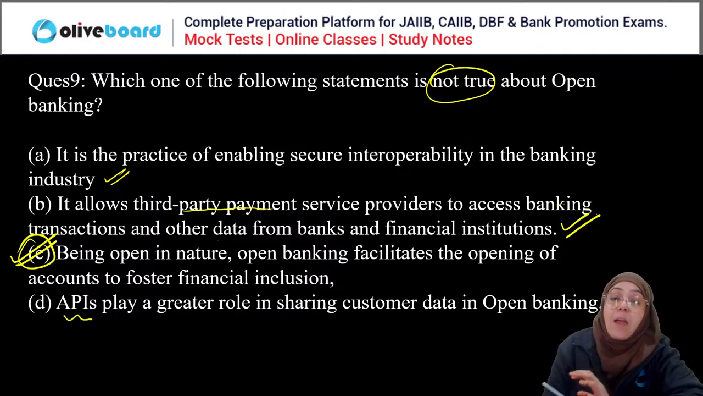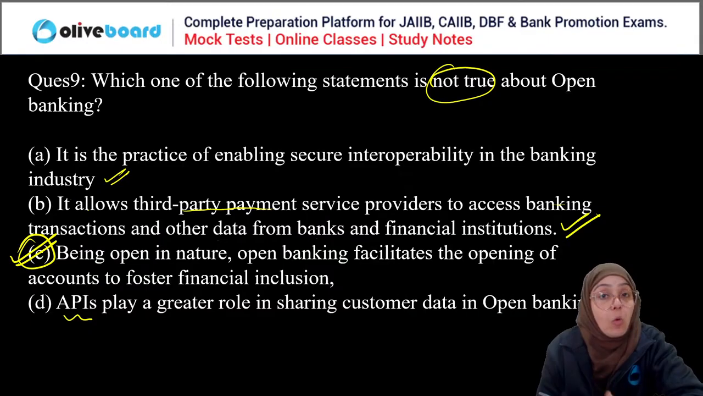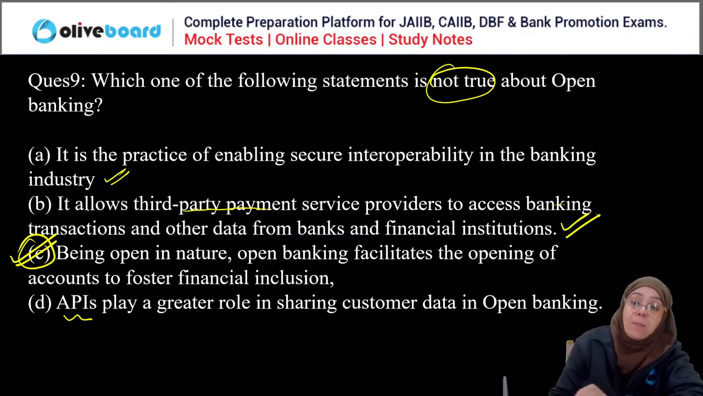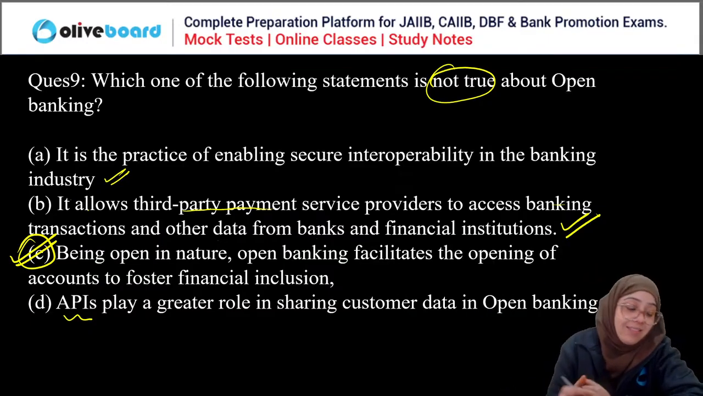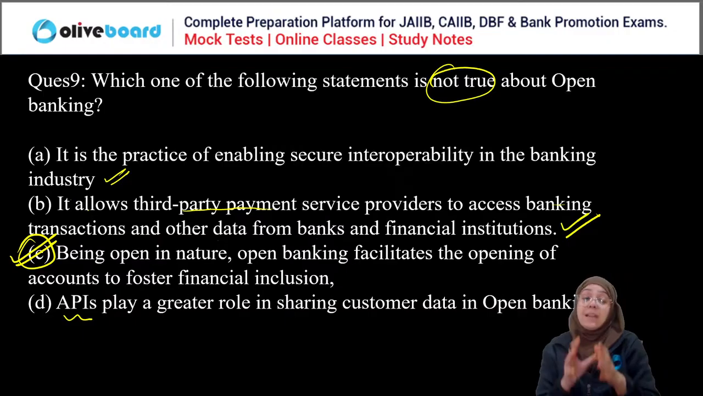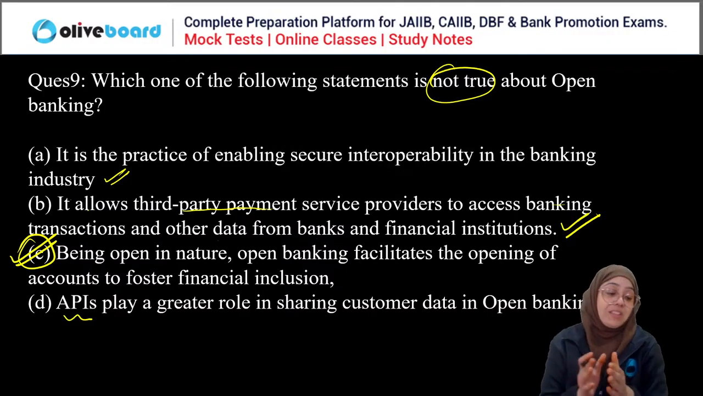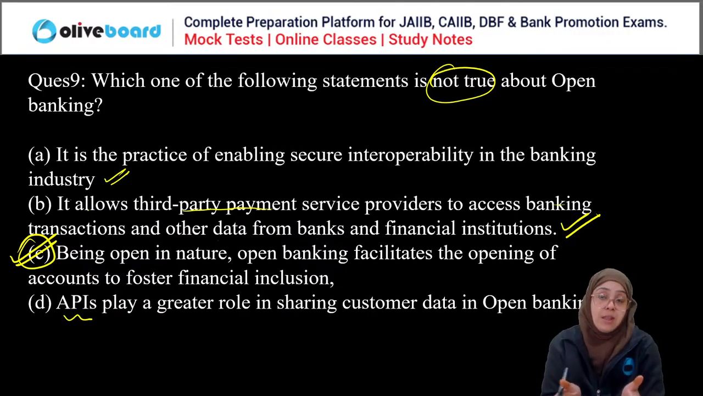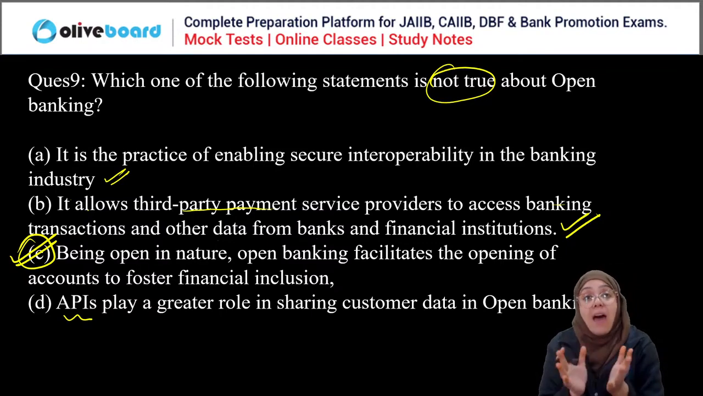APIs, application programming interface, play a greater role in sharing customer data in open banking. That is correct. So C is the correct answer because we have to choose the incorrect statement, the false statement here. Every one of you is wrong. That's why I was saying please read the question carefully, because this is a very easy question. I expect that you can all answer this question easily, right?